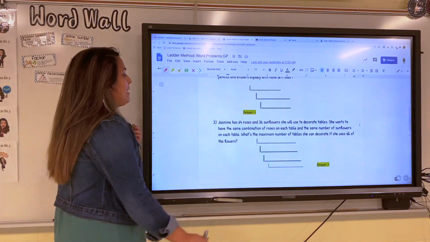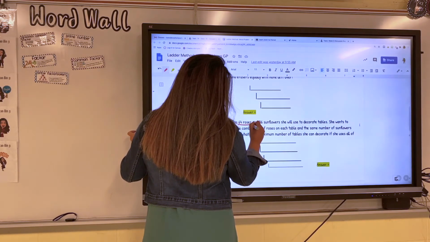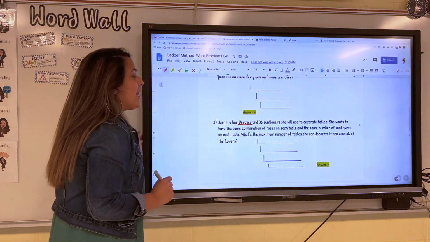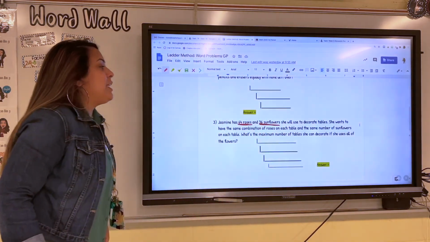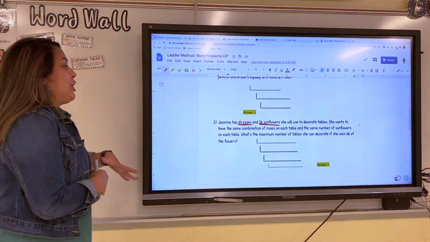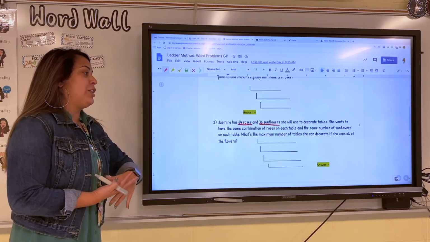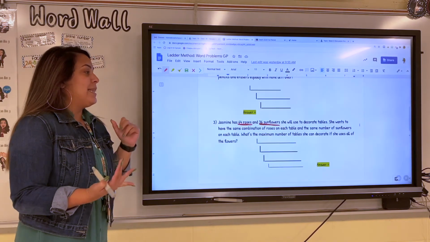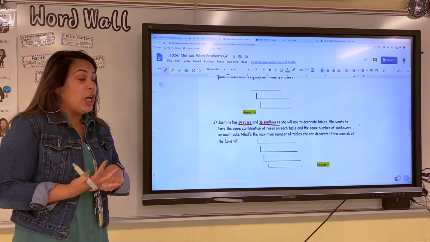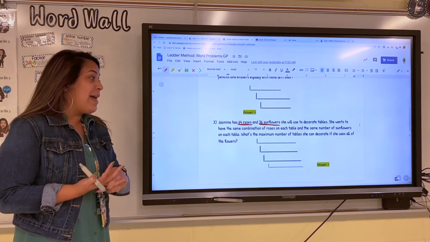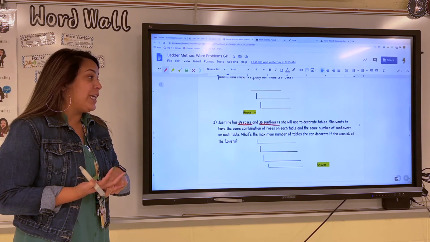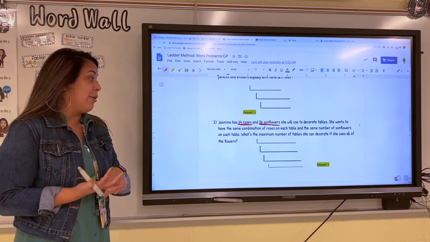Jasmine has 64 roses and 36 sunflowers she will use to decorate tables. She wants to have the same combination of roses on each table and the same number of flowers on each table. What's the maximum number of tables she can decorate if she used all of the flowers?